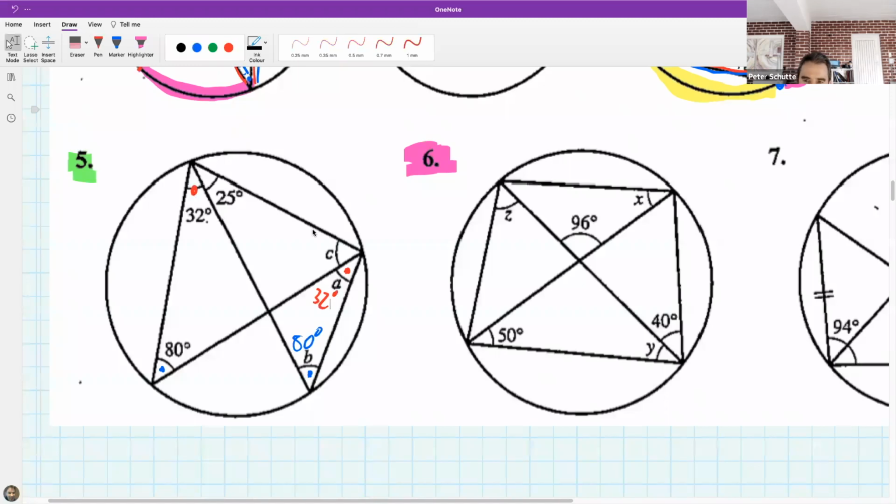Would anybody like to explain how they get to C? Because there's a couple of different answers that are coming through in the chat. Beverly, let's go to you. What do you think the answer to C is? So what I did is I worked out the interior angles of the bigger triangle. So 80 and 32. And then the missing angle I got.